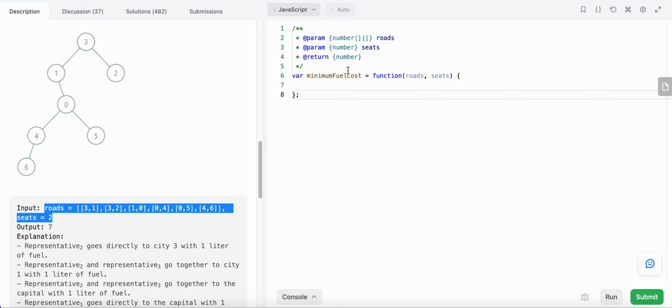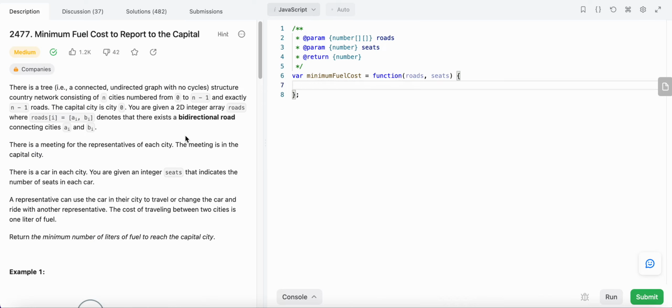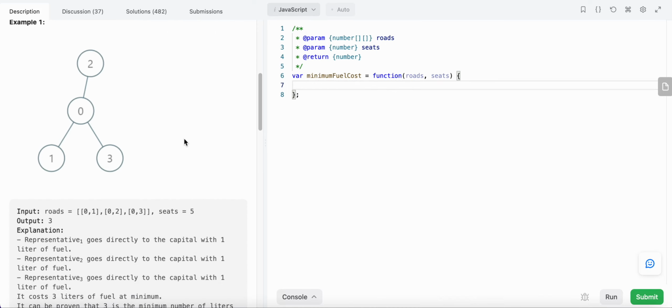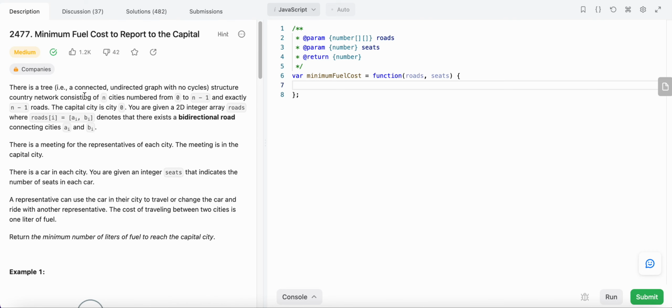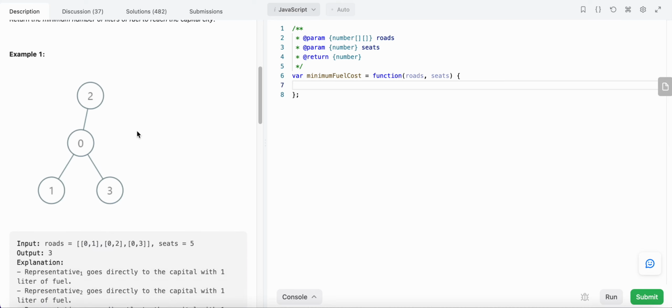Now let's look at our code. So let's start coding. Here what we are given is the roads array, right? And this roads array consists of the nodes or the cities and the connections between them, and we are given that it's a tree with an undirected graph and no cycle. So basically, if there are n nodes, then there would be a total of n minus 1 connections, right?